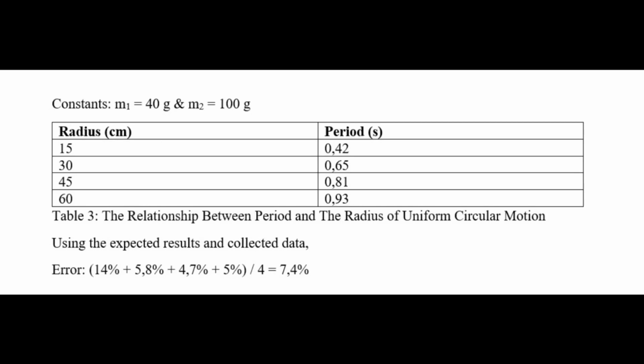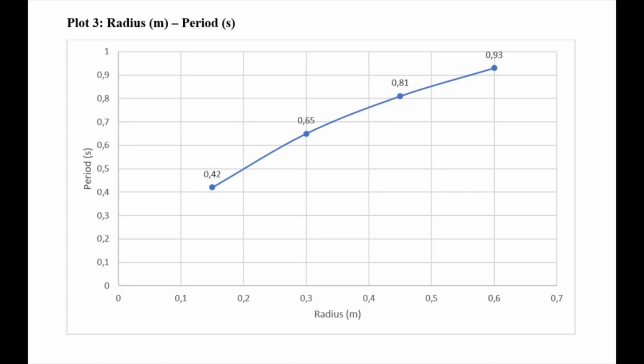In the third part, the relationship between radius and period was observed, as other variables remained constant and radius changed from 15 centimeters to 30, 45 and 60 centimeters. Period was measured as 0.42 seconds, 0.65 seconds, 0.81 seconds and 0.93 seconds. This data confirms that while other variables are constant, increase in radius causes period to increase.